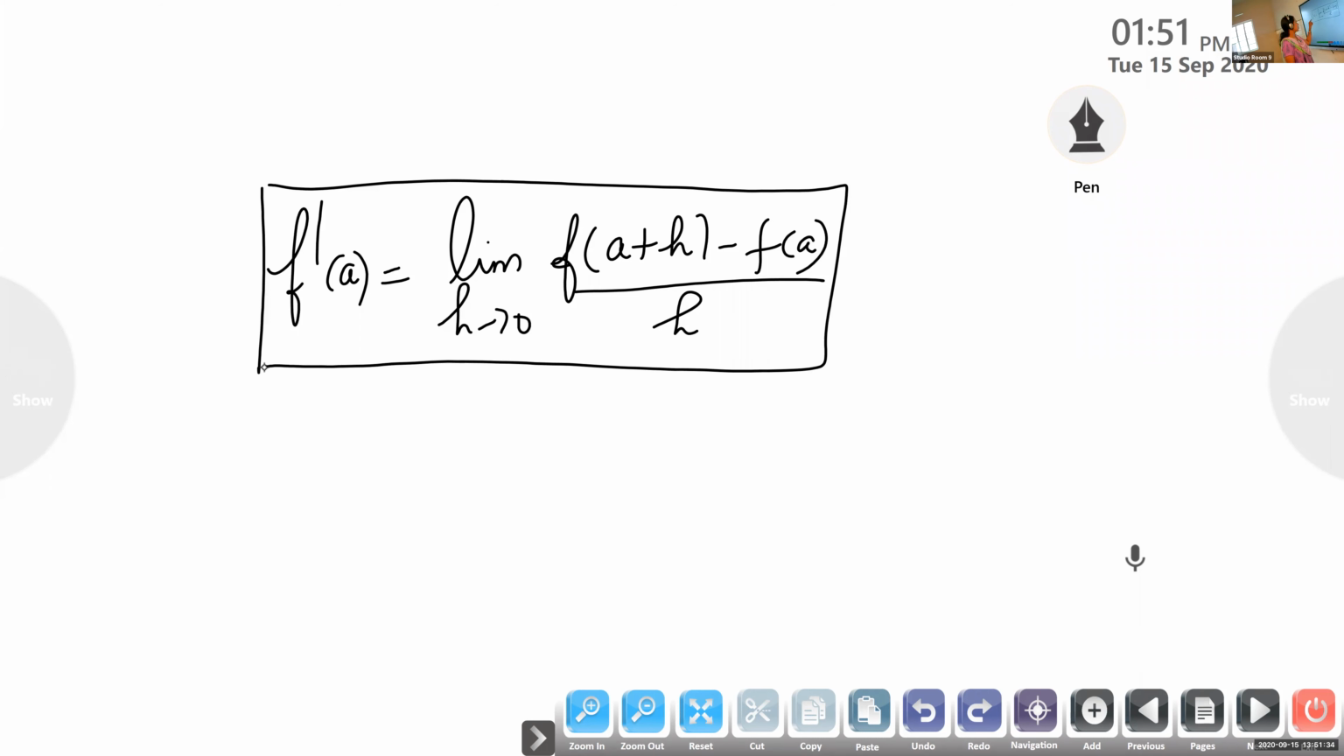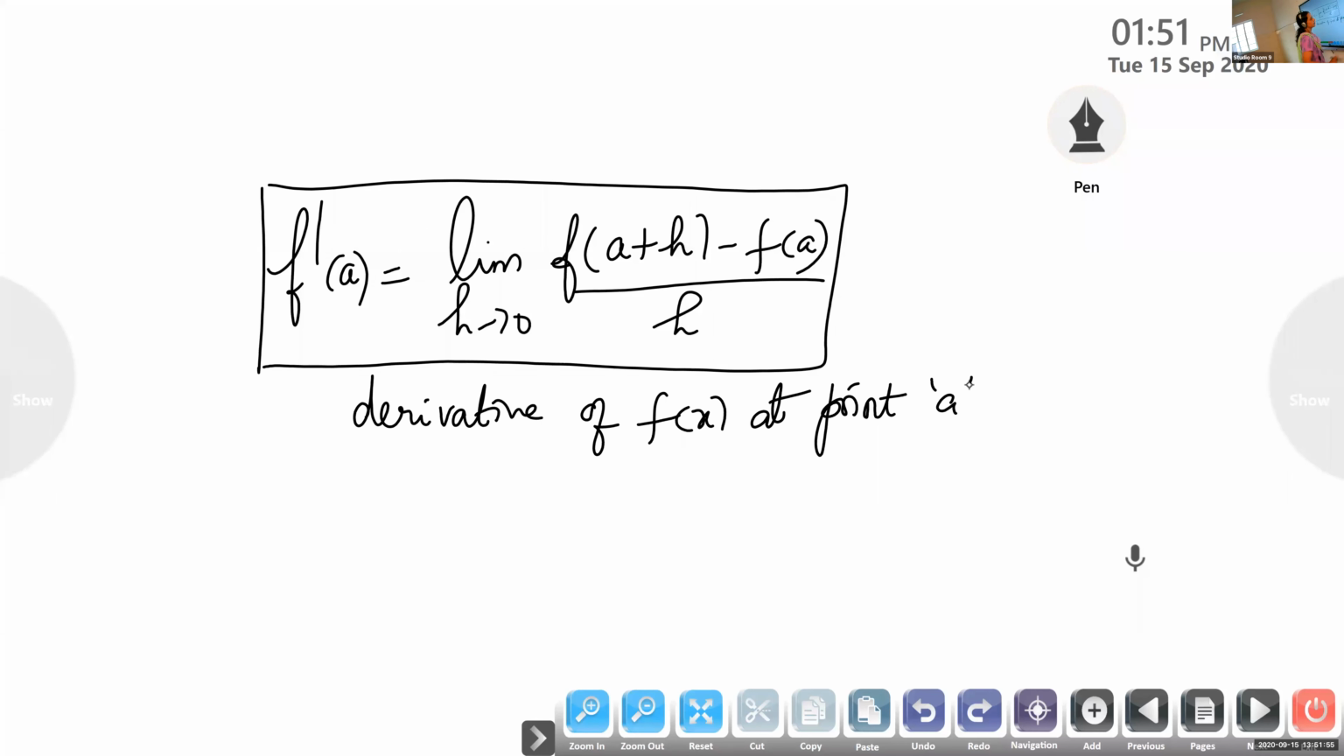Okay, what is meant by f dash of a? It is the derivative of f of x at the point a. What is meant by derivative? The change in f in the neighborhood of a. Taking the neighborhood of a, the change. We denote this as f dash of a.